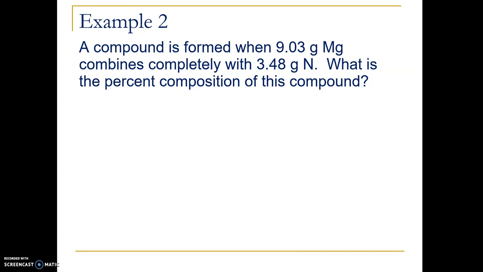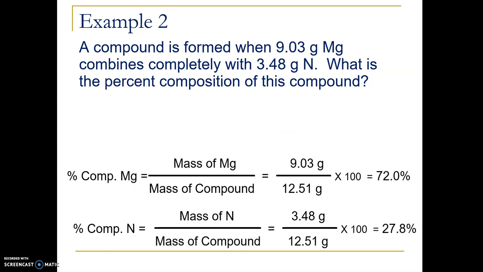Example number 2 answers. We have 72.2% magnesium and 27.8% nitrogen. On the next slide, I will show you the work on how to do that if you made a mistake. So here we have a compound that is formed when 9.03 grams of magnesium combines completely with 3.48 grams of nitrogen. What is the percent composition of this compound?